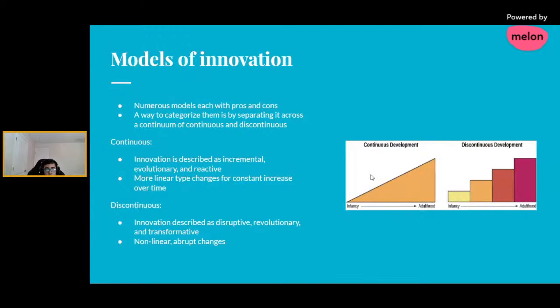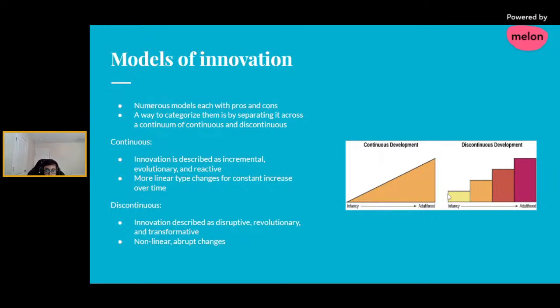All right, we have two models of innovation here, the continuous and the discontinuous development. There are numerous models, each with pros and cons, and a way to categorize them is separating it across a continuum of both continuous and discontinuous. So, continuous innovation is described as incremental, evolutionary, and reactive. You can see over here we have a graph that basically shows infancy to adulthood, and it's going like a smooth slope, a more linear type change.